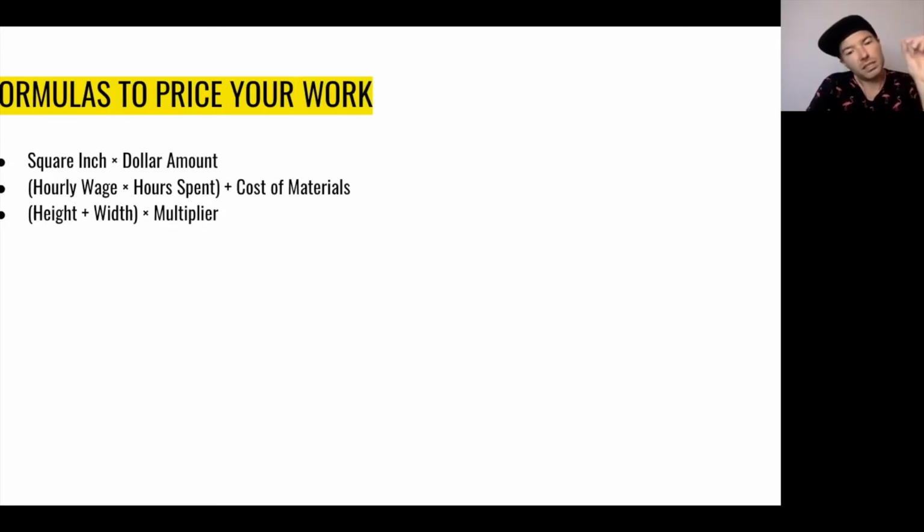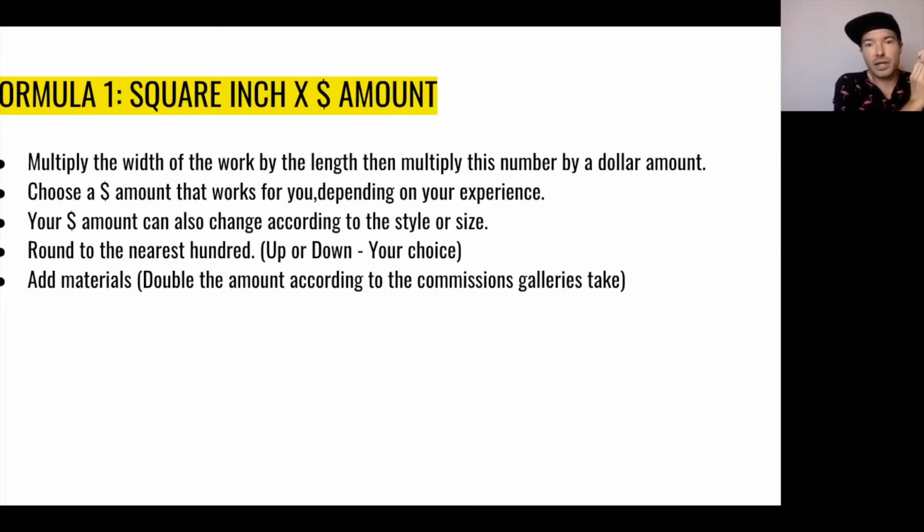I'm gonna go more into depth in the first 2, because the third one is very similar to the first one. So there's a square inch times dollar amount formula, and there's the hourly wage times the hours spent plus the cost of material. So those are 2 ways that I'm going to explain. And then the last one is height plus width times a multiplier, which is more by lines if you separate your paintings, which I found a little more complicated. So I'm much more comfortable with the first 2 because they're things that I use myself on different occasions. The first one is square inch times dollar amount.